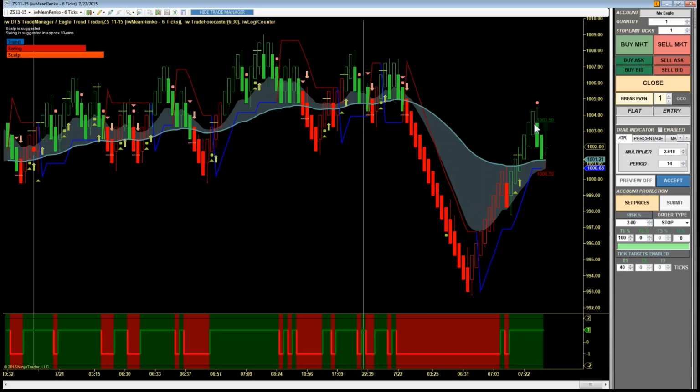Which is actually working on a green bar sell. So as far as the eagle is concerned, it's not quite ready to give up the ship yet.